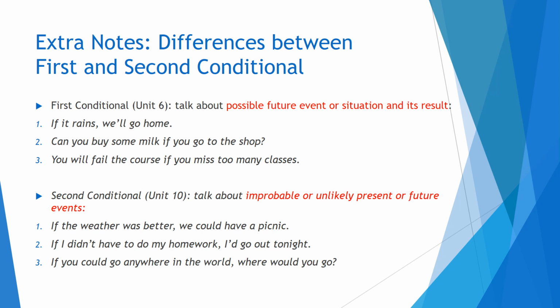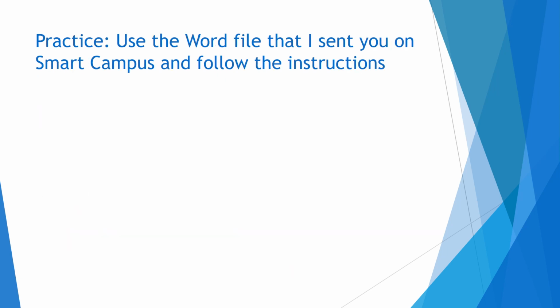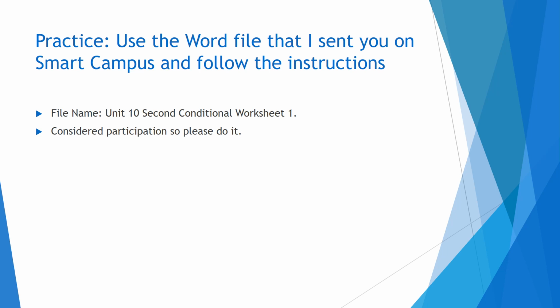Okay, so I'm going to give you an exercise to do to practice this. I'm going to use the Word file that I sent you on Smart Campus. You can follow the instructions. And the file name is Unit 10, Second Conditional, Worksheet 1. Right, so this is not a homework assignment, but it is considered participation. So please do it. If we were in the classroom together, this is what we would be doing. But unfortunately, we cannot be together right now. But you still need to participate, so please do this worksheet.